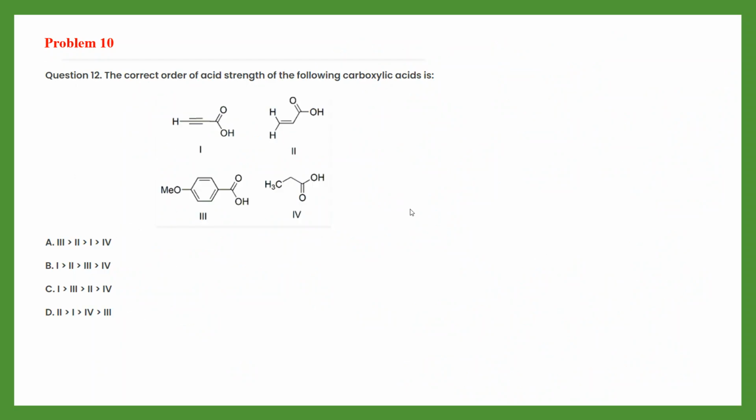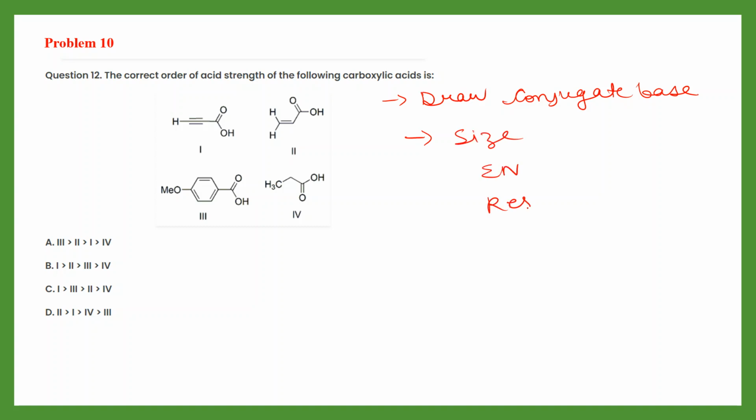Now again a question comes for the correct order of acidic strength of the following carboxylic acids: 1, 2, 3, 4. So tell me. As I have told you earlier how to proceed with this type of question. First, draw the conjugate base. Then what I have told you? We'll see stability. How? Size, electronegativity, resonance, hyperconjugation or inductive effect.